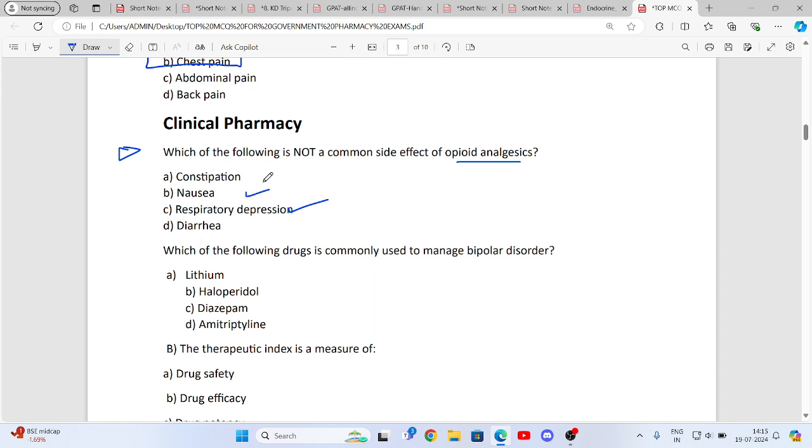Morphine is an example. We have pethidine, fentanyl, morphine, levorphanol, butorphanol, buprenorphine. They are all examples of opioid analgesics. So you have to tell whether the answer is A or D.